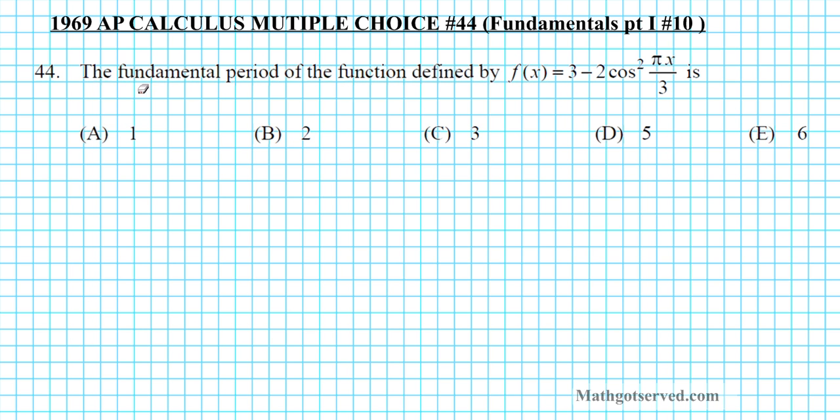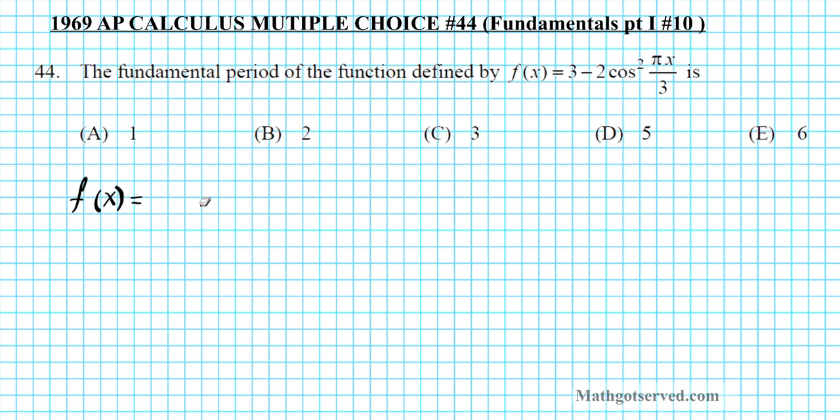It reads, the fundamental period of the function defined by f of x equals 3 minus 2 cosine square pi x over 3 is. So when you're looking for the fundamental period, you want to consider the standard form of the equation of a trig function that was covered in pre-calculus.